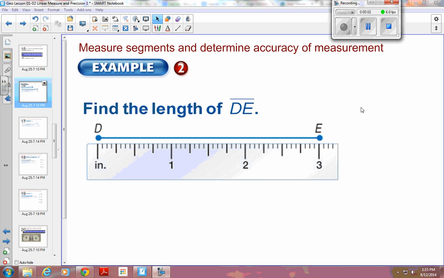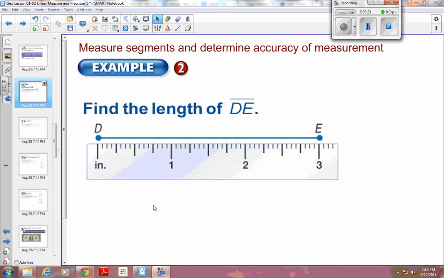Okay, Geometry, Chapter 1, Section 2. This is Example 2. Now we're going to be measuring using the English system, the customary system, whatever you want to call this. Basically, we're measuring in inches now. So find the length of DE in inches. Notice we've got all of our little lines here, so we will need to be using them.